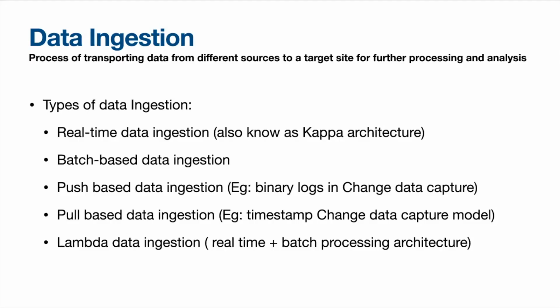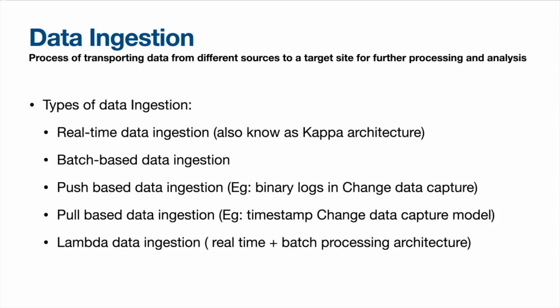The next component is data ingestion. Data ingestion is basically the process of transporting data from various different sources to a target site or a common location where you'll do further processing, transformation, and then serve the data for analysis. The types of data ingestion are real-time, batch, push and pull, and lambda data ingestion. So these are the common types of data ingestion.